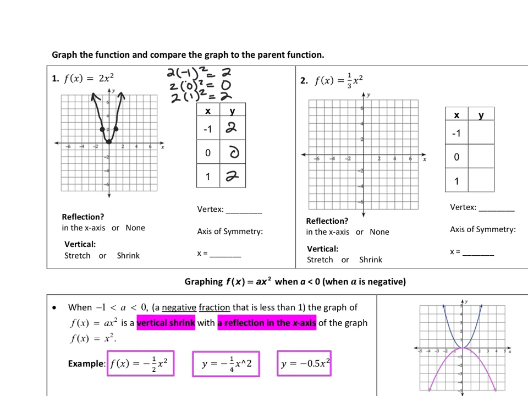So let's look at our function, f of x is equal to 2x squared. There is no reflection, because we talked about last time that if it was a reflection, it has to be a negative in front. And then we want to determine if there's a vertical stretch or shrink. There is a vertical stretch because a is equal to 2. Because a, the number in front of x squared, is 2, there is a vertical stretch.